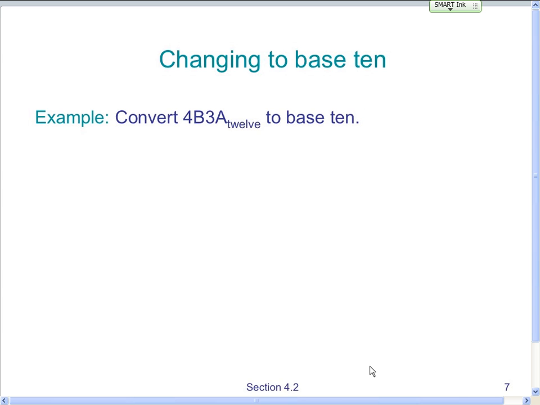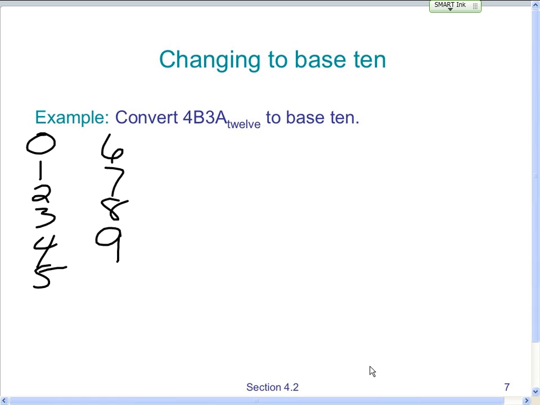Okay, let's do another example. We are in base 12, and we want to convert to base 10. Well, let's think about base 12. Base 10 has 10 digits: 0, 1, 2, 3, 4, 5, 6, 7, 8, 9. So those are all the single digit numbers, okay? And there's 10 of them. Don't forget about the 0, okay? So there's 10 single digit numbers in base 10.